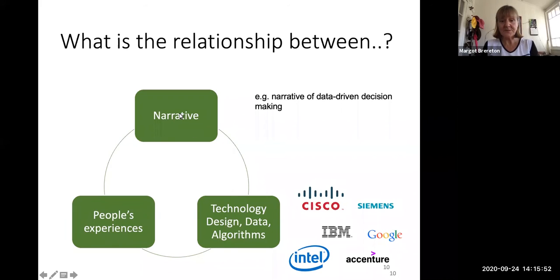There's a relationship between the narrative and technology providers. Some people may really be pushing a data-focused approach, and then there's people's experiences. Well, how do people who have something to do with this data relate to this narrative and the technology?